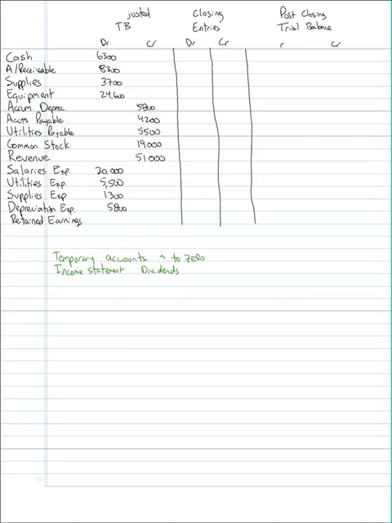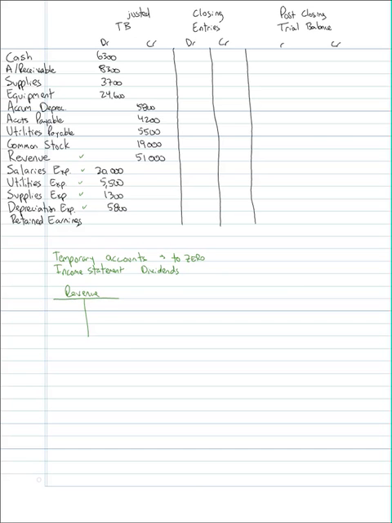Similarly, all of the temporary accounts for a business start over at zero, so on January 1st of the next year, they can start counting revenue and expenses again at zero. So what we need to do is clear out the balances of all of our temporary accounts. We have, in this example, temporary accounts for revenue, salaries expense, utilities expense, supplies expense, and depreciation expense.